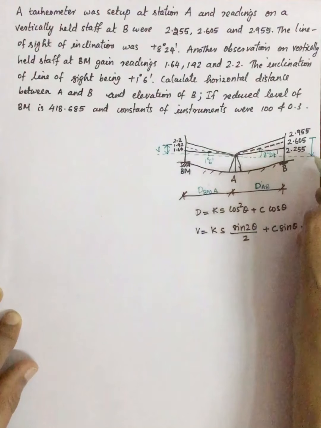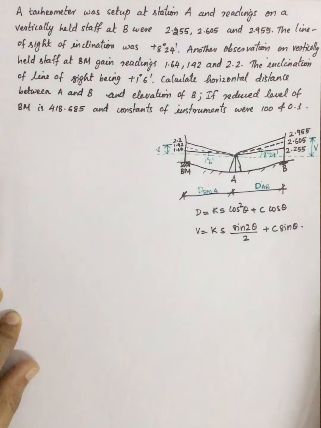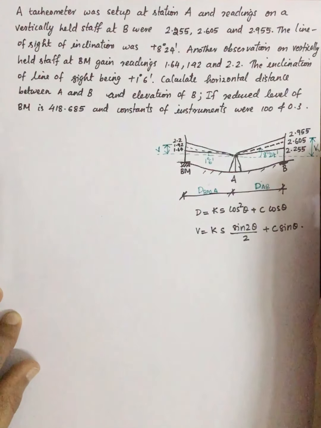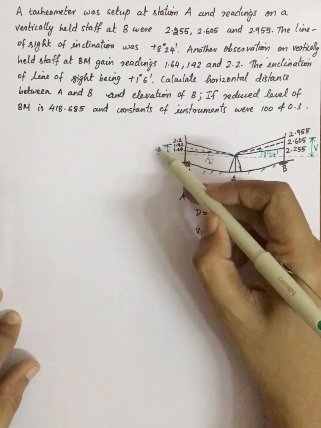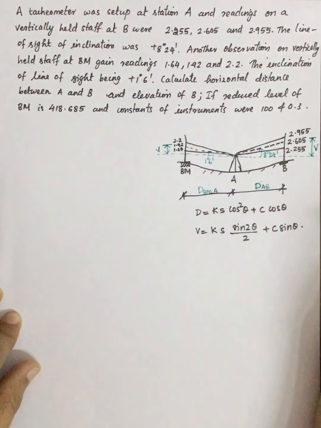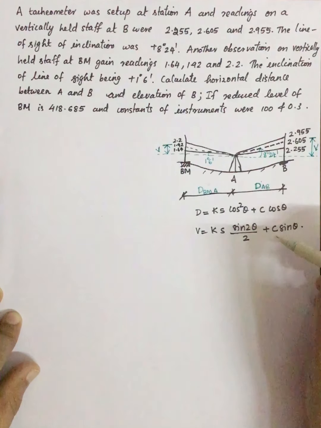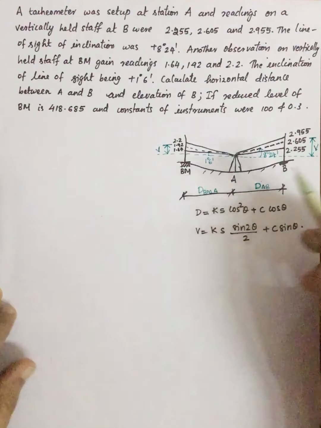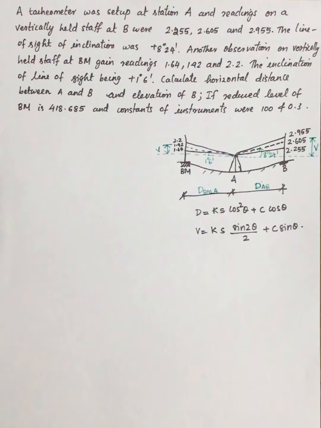This line is the horizontal axis of the instrument, right? From the horizontal axis to the central reading, that elevation is called V. So this is V at station B, and this is V at the benchmark. Hope everything is clear to you. From these equations you can directly calculate the distance and V. For that we can first start with observations from A to B.